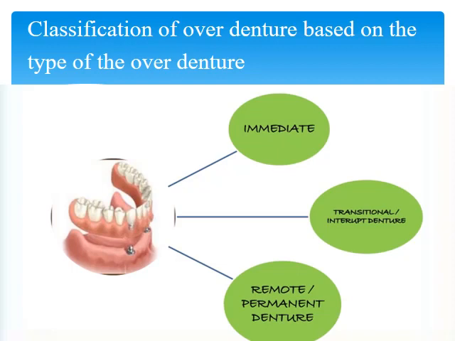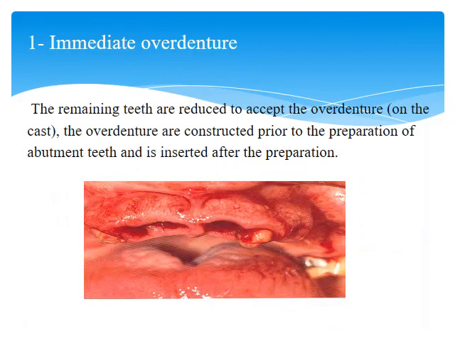Other classifications of overdenture, which is based on the type of the overdenture, into immediate, transitional, interim denture, and remote permanent denture. We start with immediate overdenture. The remaining teeth are reduced to accept the overdenture on the cast, and the dentures are constructed prior to the preparation of abutment teeth and is inserted after the preparation.